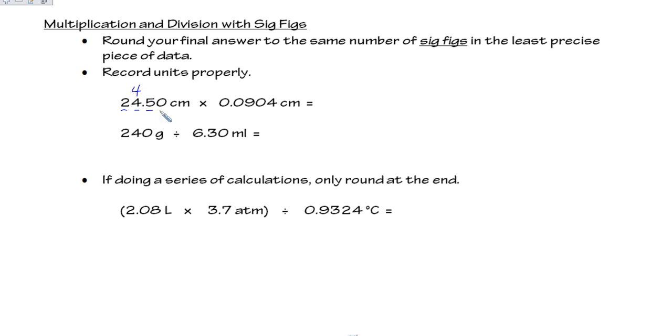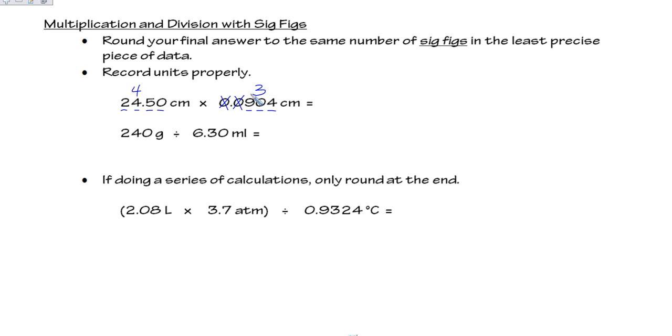1, 2, 3, 4. That last 0 counts. That must be the estimate. There's a 0 at the end of the number, and there is a decimal spot in the number. The second one, these leading zeros do not count. They are just placeholders. But the 904, those are part of the measurement. So there's 3 significant figures.